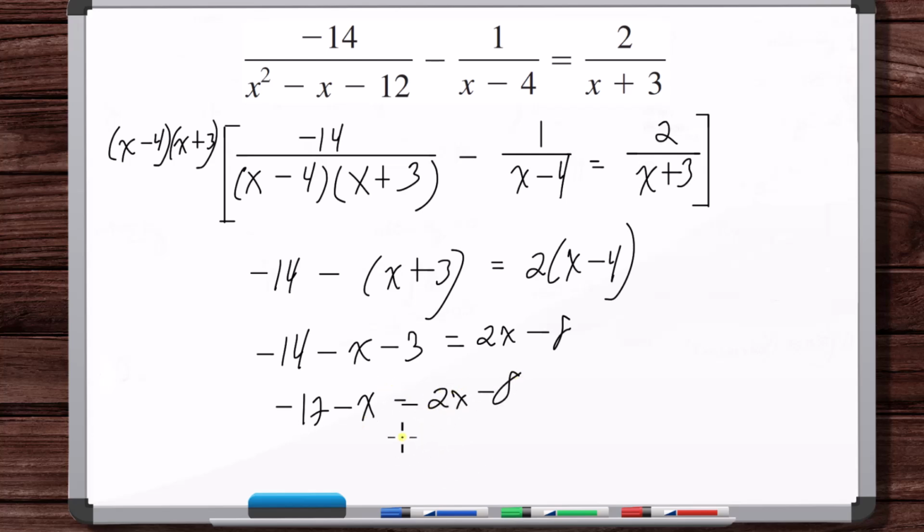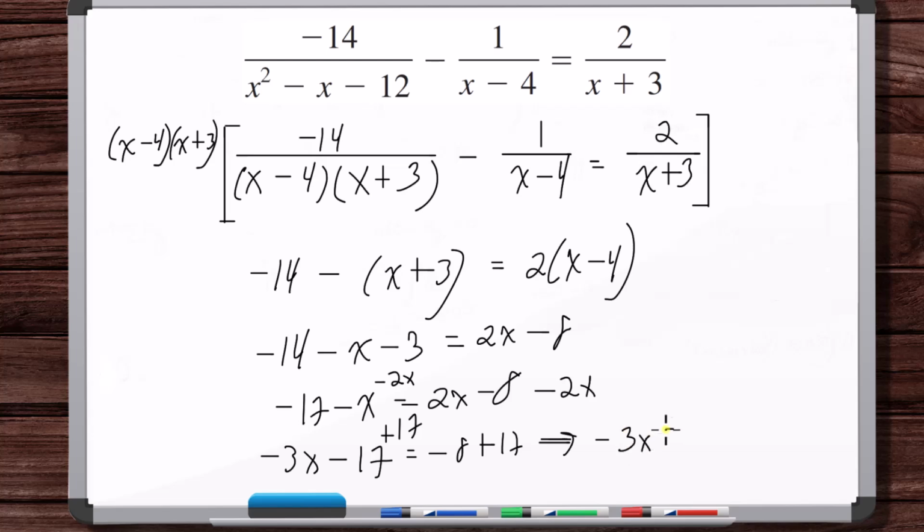Okay, now let's subtract 2x from both sides. Okay, now let's add 17 to both sides. Okay, so x is equal to minus 3. Okay, but we can see that's not going to check out, so there's no solution here.